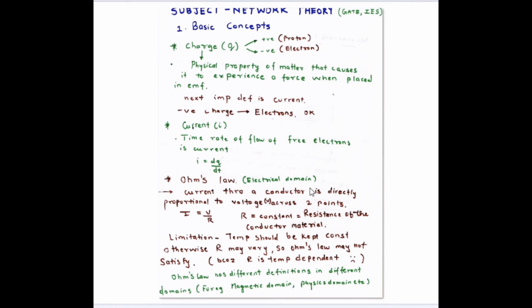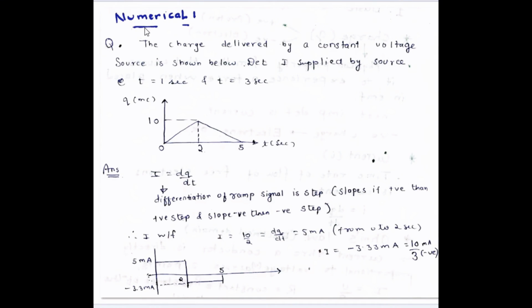So at this point of time, let us take one numerical based on the current concept. So let's move on to this numerical which I have written here. This is a very simple numerical. I'll read out the question and I'll discuss the solution regarding it. The question goes like this: the charge delivered by a constant voltage source is shown below in this figure. This is the charge given in millicoulomb.